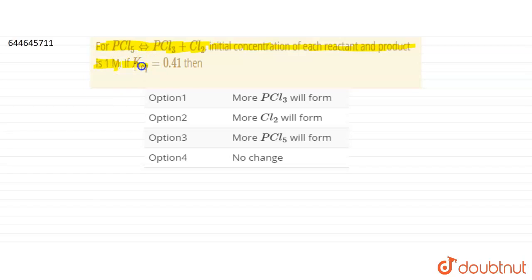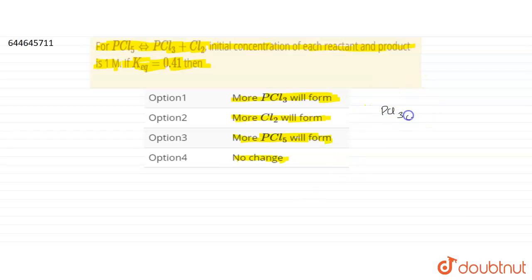Okay, so if the equilibrium constant, that is K equilibrium, is equal to 0.41, then our options are: more PCl3 will form, more Cl2 will form, more PCl5 will form, and our fourth option is no change. So this is a very basic and simple question, guys. So we have a reaction like this.